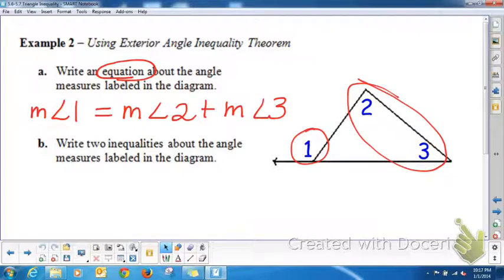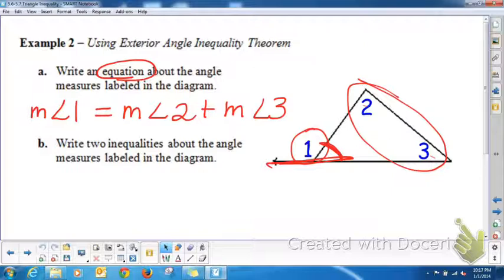If you look back in your notes, you'll remember that we proved the exterior angle theorem back in chapter 4. We said that angle 1 was adjacent to this angle, and they are a linear pair. They formed 180 degrees. And also this angle plus 2 and 3 equals 180. So we proved that 1 is equal to the sum of 2 and 3. So then, write two inequalities about the angle measures labeled in the diagram.